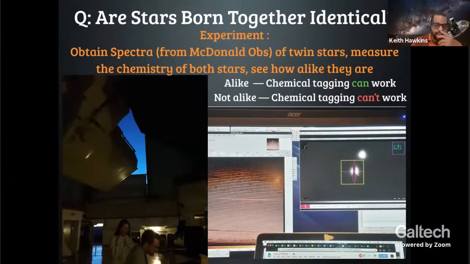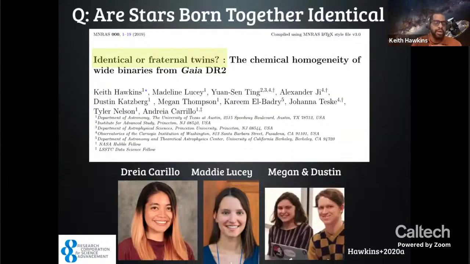So I took my grad students out to McDonald Observatory. We observed some of these stars. It was a great learning opportunity for them. And we wrote this paper. This is work done with my grad students Drea Carrillo and Maddie Lucy, and undergraduates Megan and Dustin. We wrote this paper looking at the identical and fraternal nature, in terms of the chemistry, of wide binaries identified in Gaia DR2. And it turns out that in most cases, they turn out to be identical.